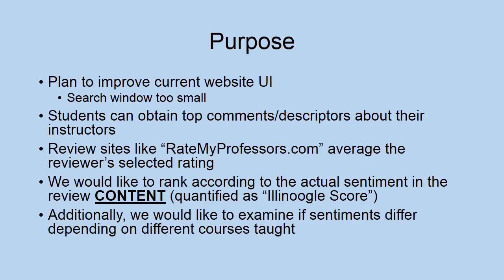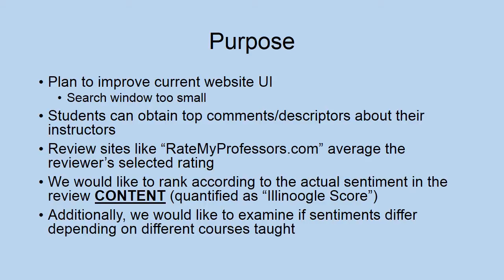So we wanted to create a website called Illinoogle that improves interactive search on professors in the UIUC computer science department. For one, the search button on the current UIUC CS department website is too small and in the corner, and we want to provide a more simplified interface for entering a basic search query. We also want to provide ready-made ranking information to students who would like to know the top descriptors.